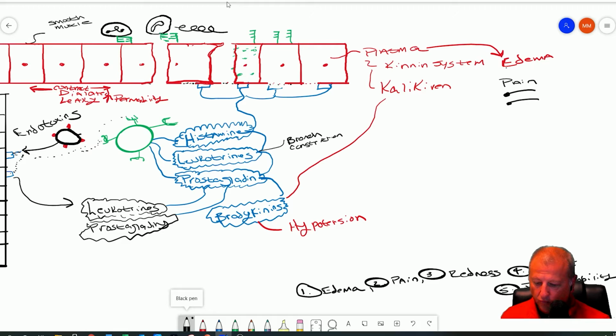All right, and that rolling process has a definition. It's in your book. Okay, that rolling process is going to roll around here like that. It's called margination. Okay, margination.